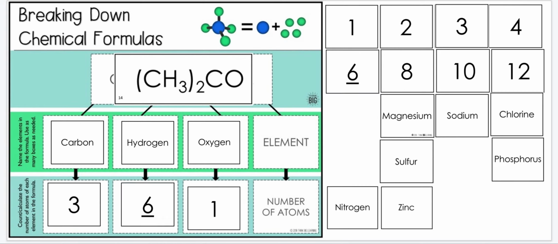So that is using the manipulatives to do the breaking down chemical formulas practice. Again, send me pictures, or you can just do it in the slideshow and I will get it from there.